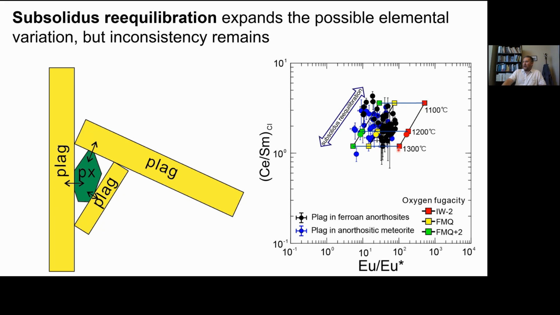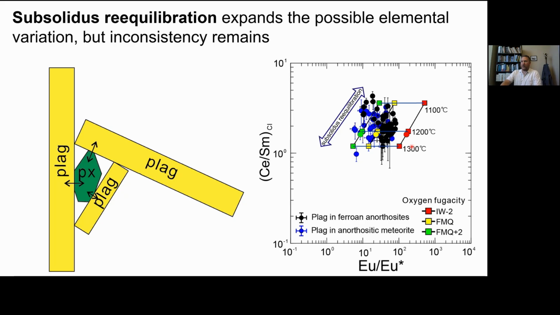So the rows in the grid correspond to different temperatures. So temperature for an initial composition down here will drive you up and to the right, and increasing oxygen fugacity drives you to the left in this space. So we see here that subsolidus reequilibration really expanded the domain of chemistry that could be produced, but still for these lunar relevant cases with low oxygen fugacity, the predictions don't overlap the data. Nonetheless, this seemed like a promising direction to go.